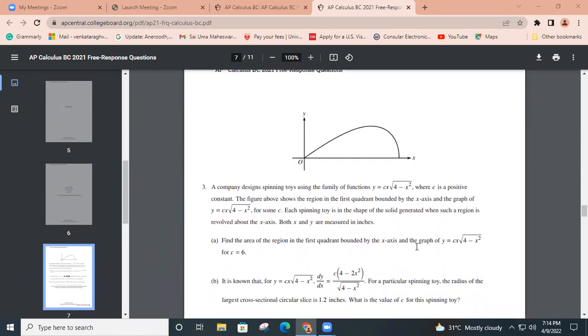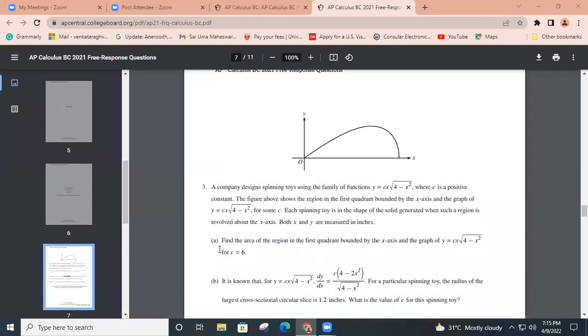A company designs spinning toys using the family of functions y is equal to cx into root of 4 minus x square, where c is a positive constant. The figure above shows the region in the first quadrant bounded by the x-axis and the graph of y is equal to cx into root of 4 minus x square. So they also gave us the graph.